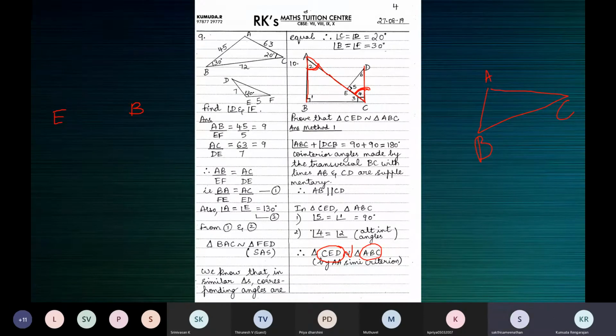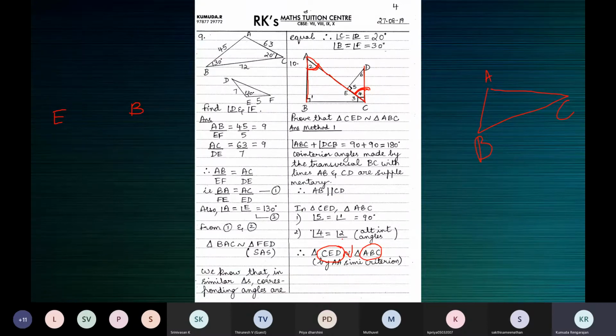E of the small triangle is equal to B of the big triangle, because angle 5 is equal to angle 1. So the vertex E corresponds to the vertex B. Vertex E of the small triangle corresponds to vertex B of the large triangle. Yes or no? Yes, ma'am. Now tell me, what angle 4 is equal to angle 2.